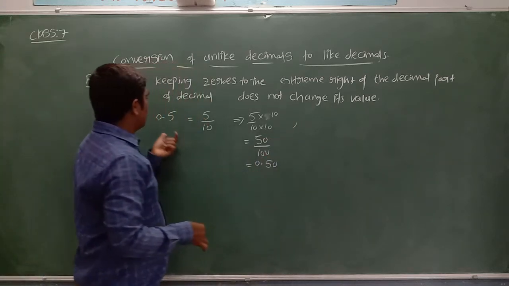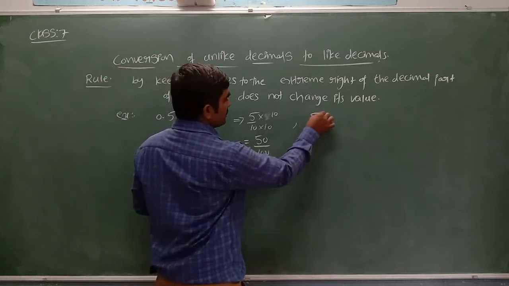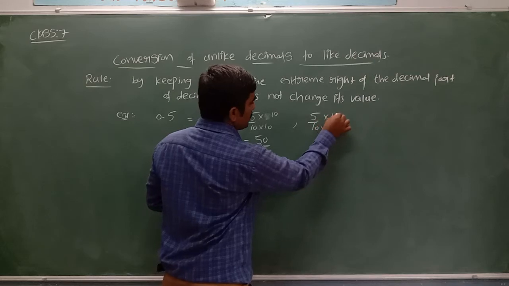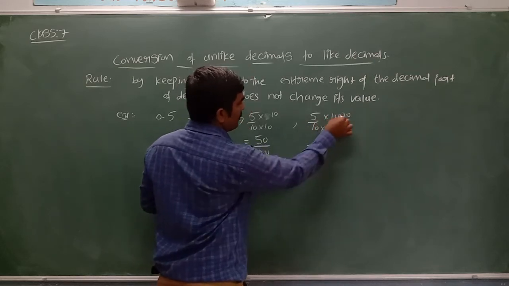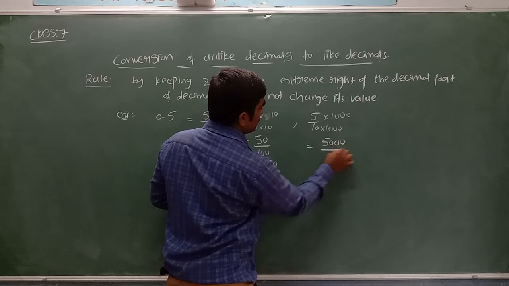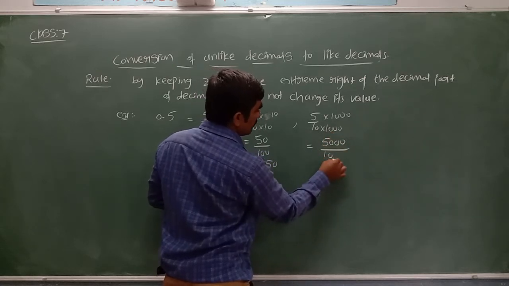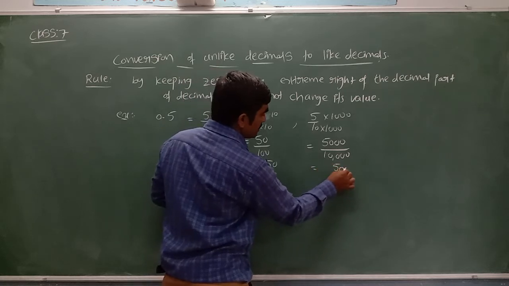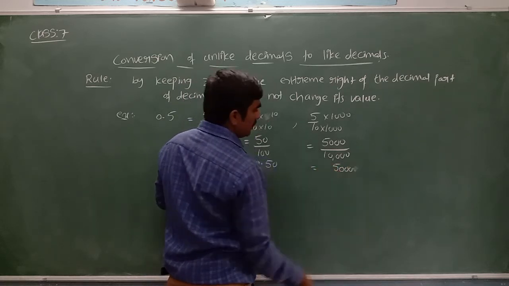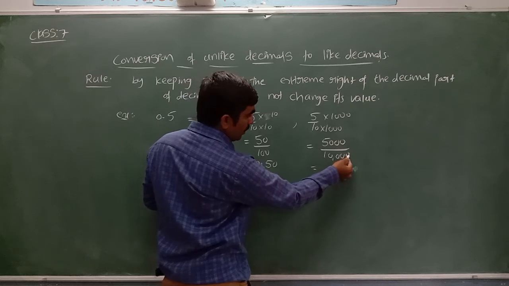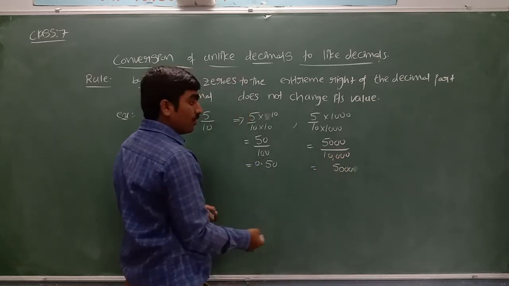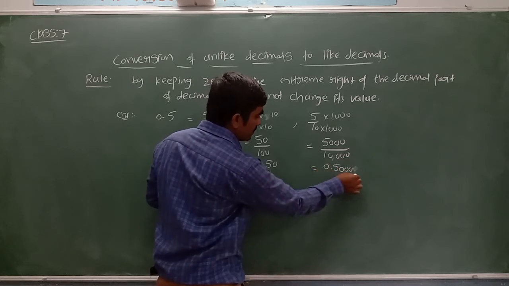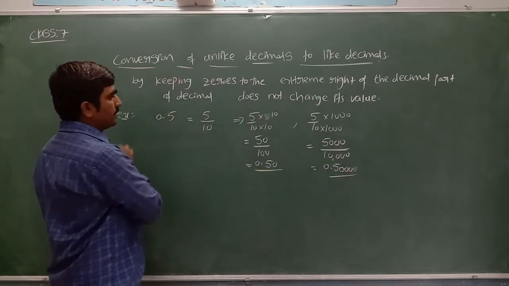Again, let me take the same 5 by 10. I want to multiply it by 1000. Then let's see what we get. 5 into 1000 is 5000, 10 into 1000 is 10,000. How can I express it in decimals? In the denominator, how many zeros are there? 1, 2, 3, 4. Yes, 4 digits before, we have to keep the decimal point. See how I got the same now.